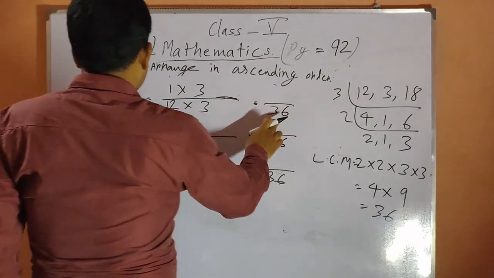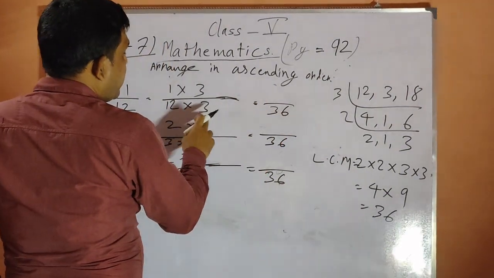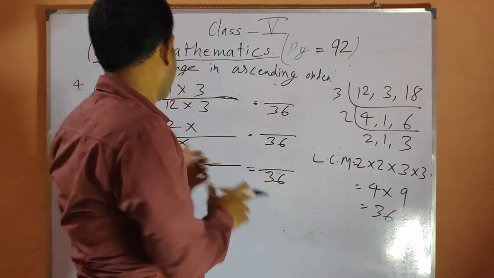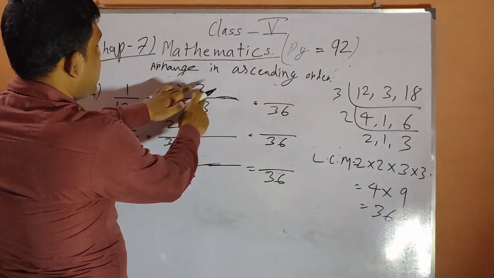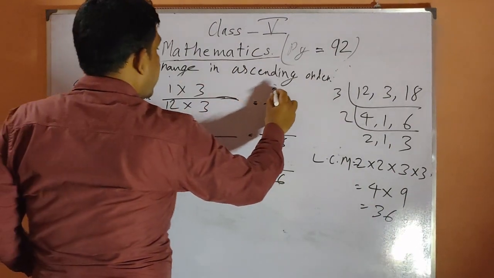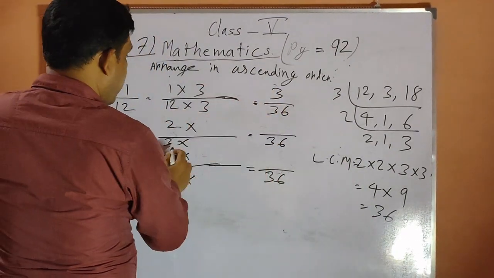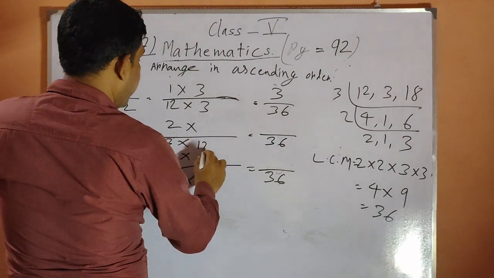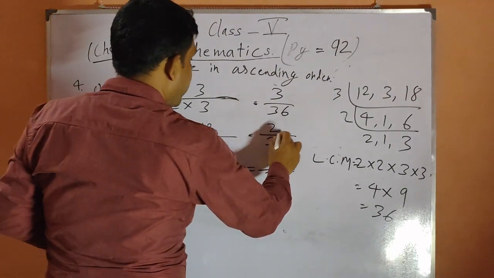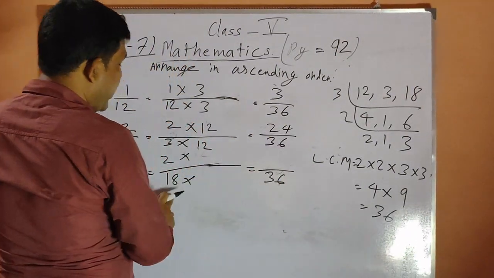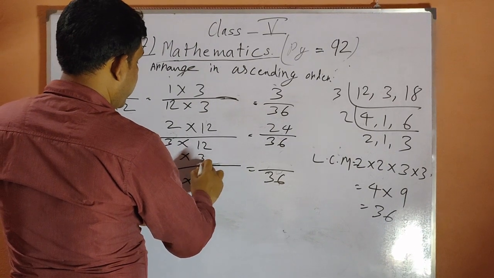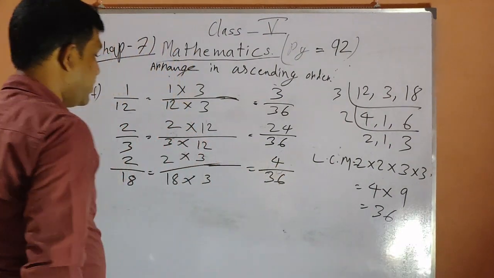36 divided by 12, you get 3. What you get should be multiplied with the numerator also. From here you get 3. This number is multiplied by the numerator also. You get here 3. From here also, 36 divided by 3, you get 12. 12 is multiplied by 2, that is 24. Now 36 divided by 18, you get 3. Same as the above.